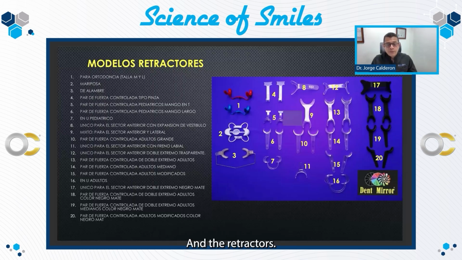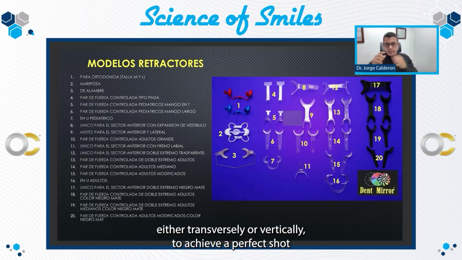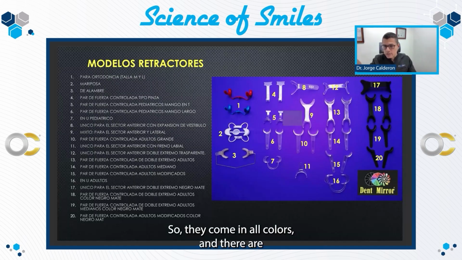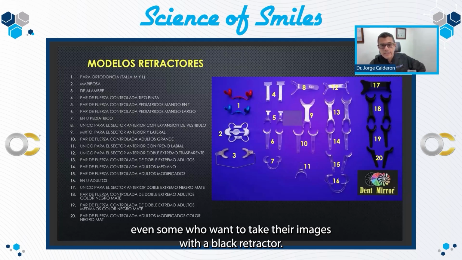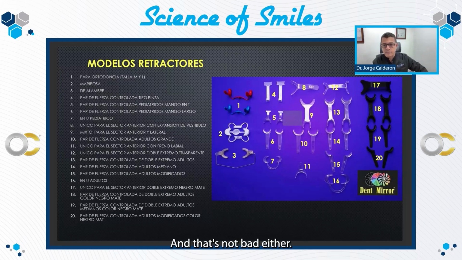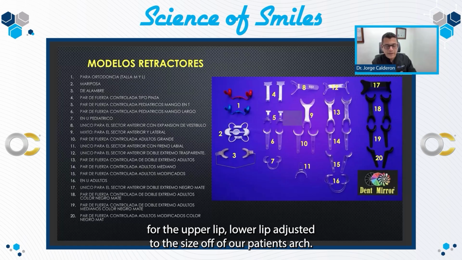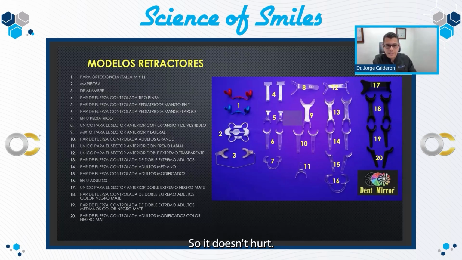And the retractors. The retractors will help us separate the lips, either transversely or vertically, to achieve a perfect shot without contamination from other structures. So, varieties of retractors as you see here, as many as you want. They come in all colors, and there are even some who want to take their images with a black retractor. And that's not bad either, they are very aesthetic. So, there are lateral mouth openers as you see here, for the upper lip, lower lip, adjusted to the size of our patient's arch so it doesn't hurt.